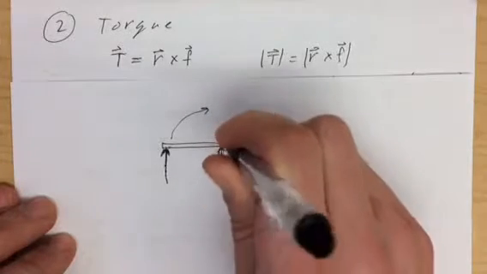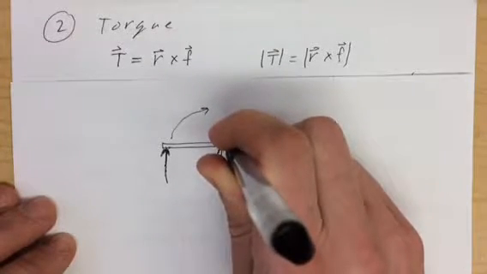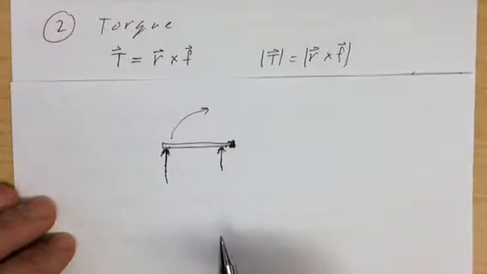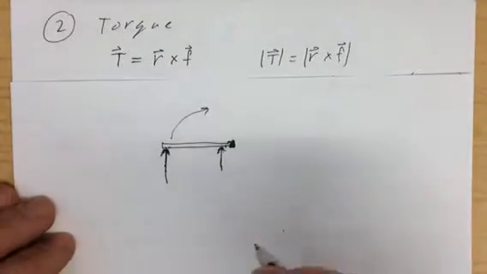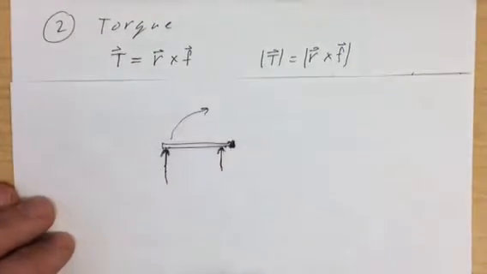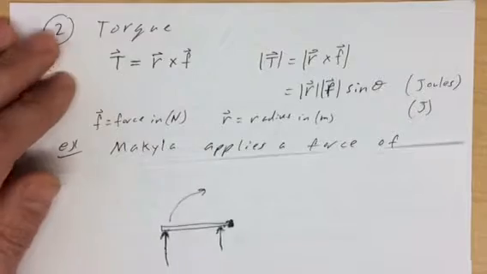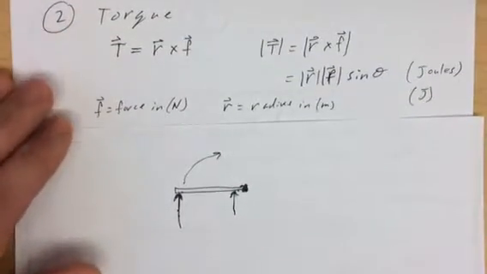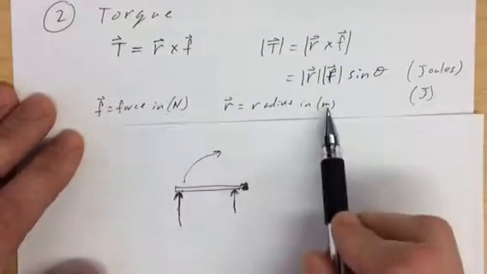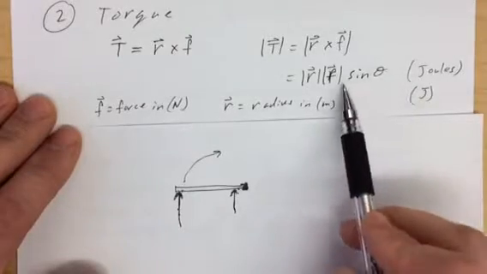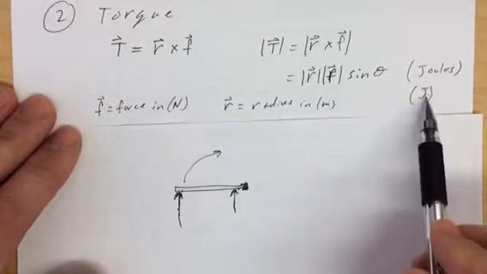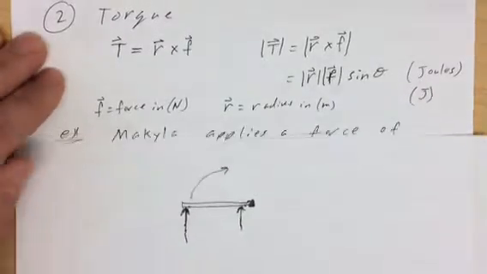The bolt is going to go down. So that works with the right-hand coordinate system if the bolt is right-hand threaded. So that's how torque works. The force is in newtons, the radius is in meters, and the magnitude of the torque is in joules again. So newtons, meters.